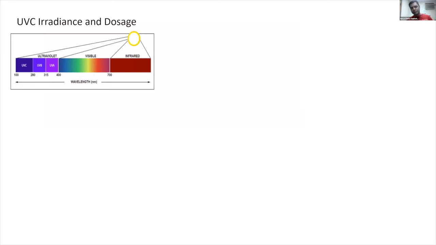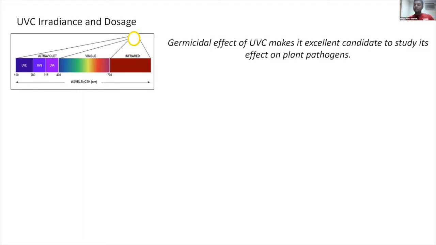However, UVC is blocked by the stratospheric ozone layer, so it does not reach the Earth's surface, which gives us a fantastic candidate to study its interaction with plants as well as plant pathogens. UVC has a germicidal effect, which makes it an excellent candidate to study effects on plant pathogens. But the germicidal effect of UVC is nothing new. People have been using UVC for a long time to sterilize things. In fact, the eggs we eat every single day come after sterilizing with UV.